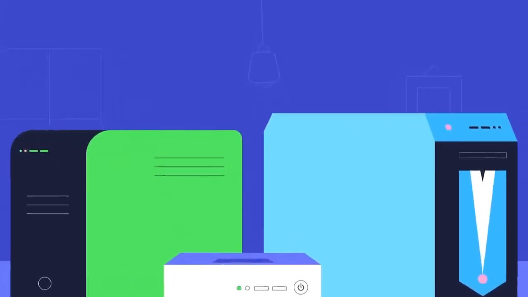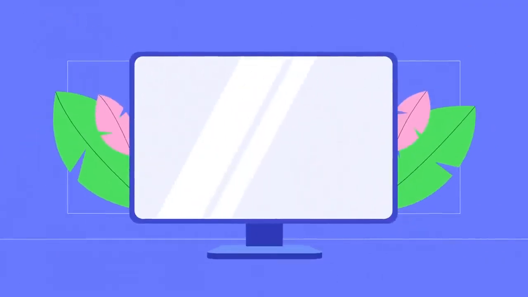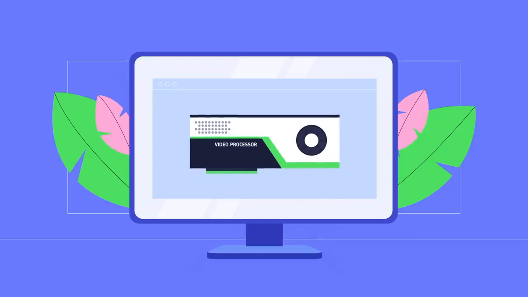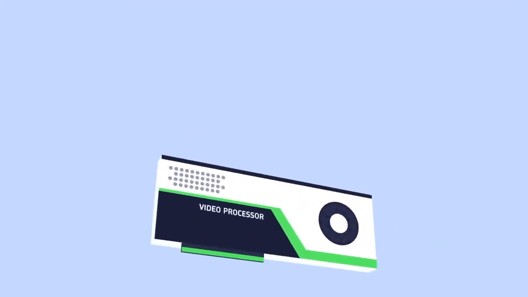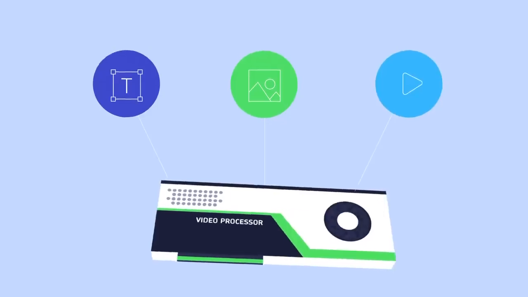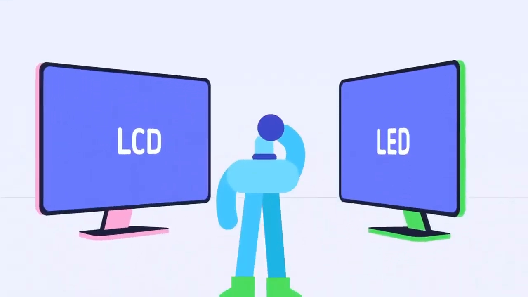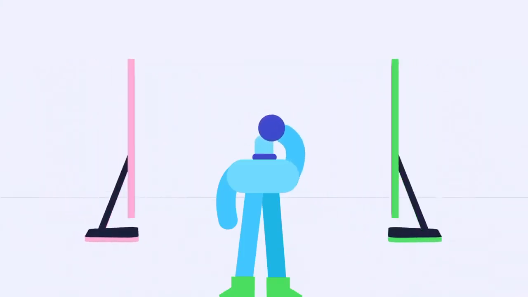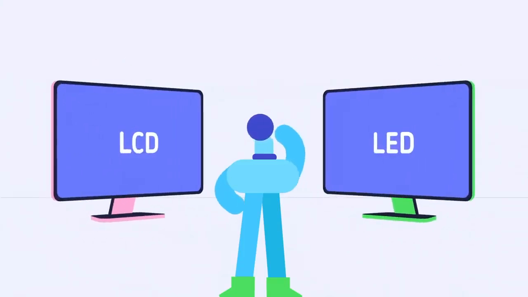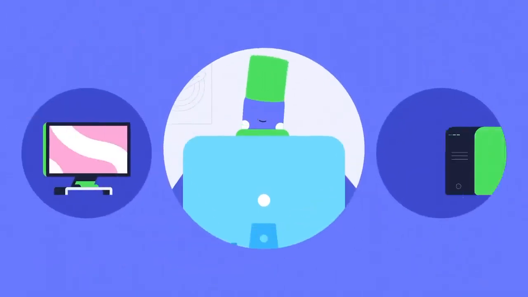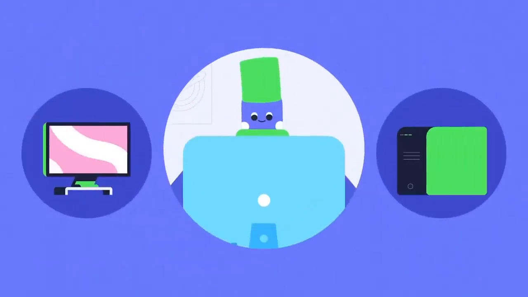To view things on your computer, you'll need a monitor. The monitor uses the video processor inside your computer case to display images, text, and other content. Most monitors have an LCD or LED display, both of which are very thin so they don't take up much space. All-in-one models are even more compact since they combine the monitor and the computer case into a single unit.